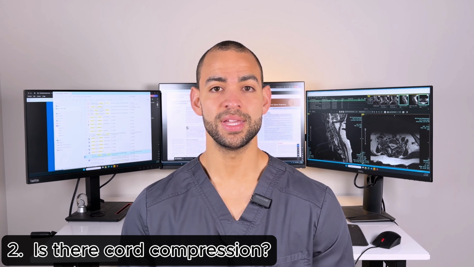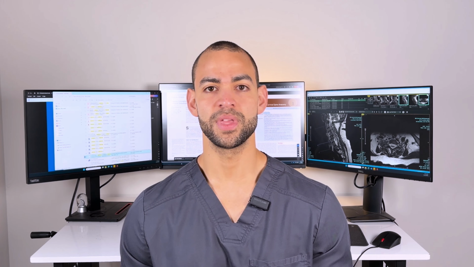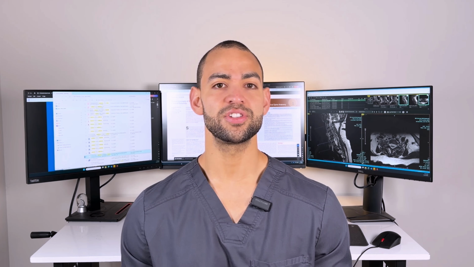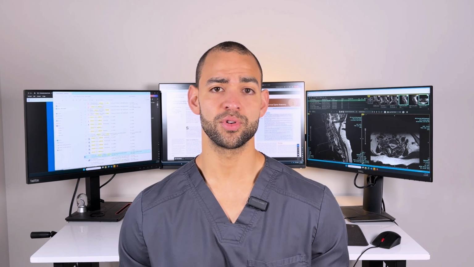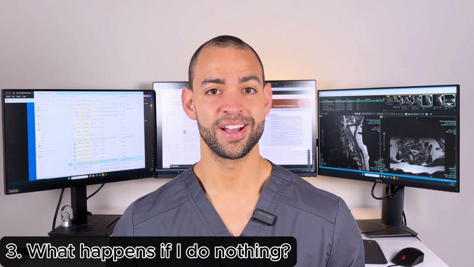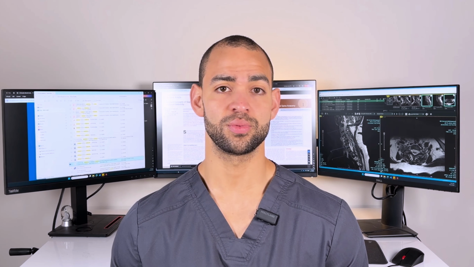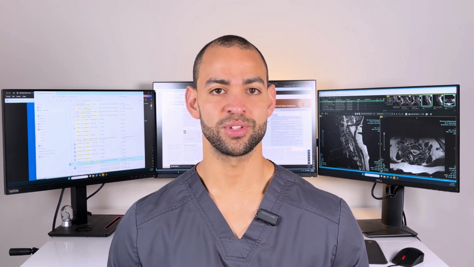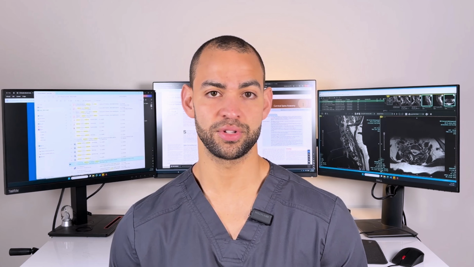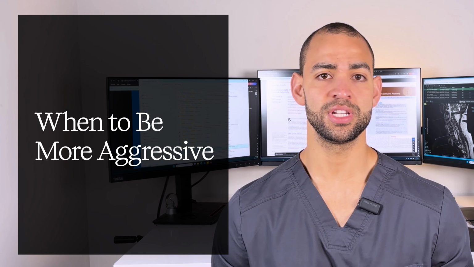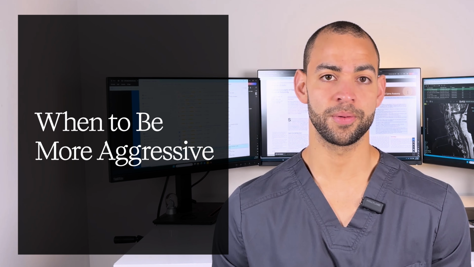Number two, is there any type of cord compression? That is the myelopathy question. Even if you don't have the classic symptoms, ask your provider to specifically comment on cord signal, canal diameter, and the most compressed level. Number three, what's the natural history if I do nothing right now? Most cervical disc herniations with radiculopathy or foraminal stenosis with radiculopathy improve significantly with conservative care over 3 to 6 months. So ask whether your situation falls into that category or whether there's a reason to be more aggressive earlier.